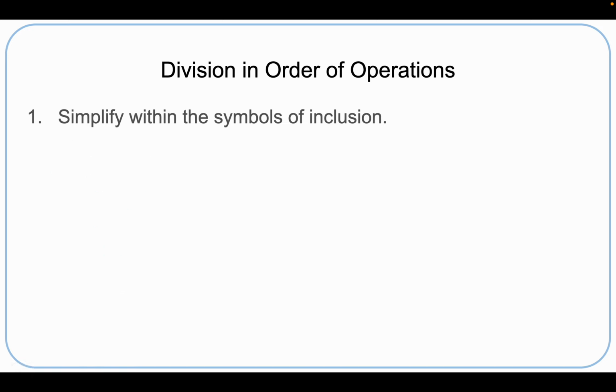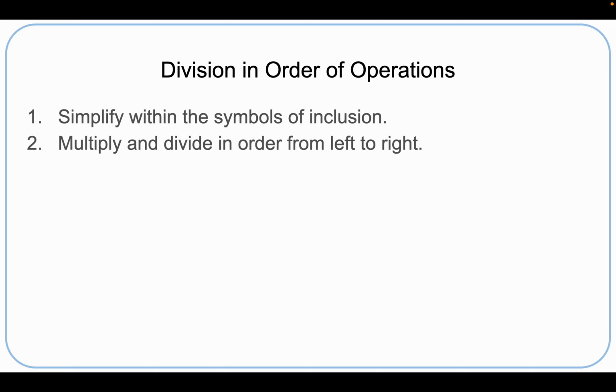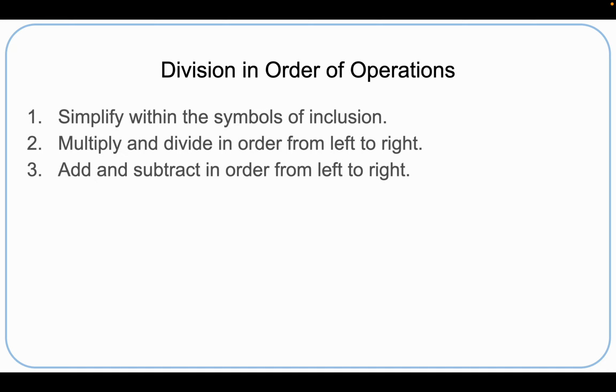All right, now we're going to add in division into our order of operations. So first step would be to simplify within the symbols of inclusion. Then second step is we multiply and divide in order from left to right, in the order that we read. And it doesn't mean do multiplication first and then do division. It just means multiplication and division, whichever comes first when you're reading left to right. And then last step would be to add and subtract in order from left to right.